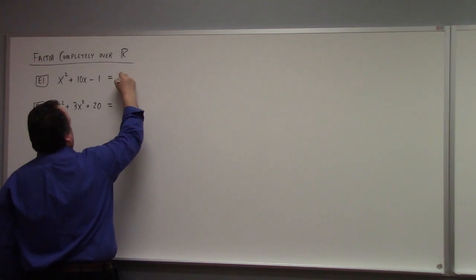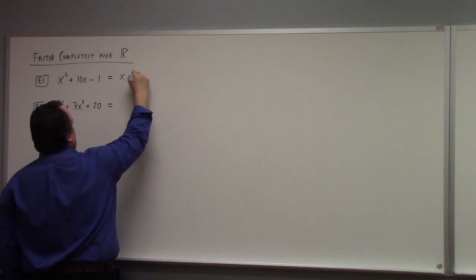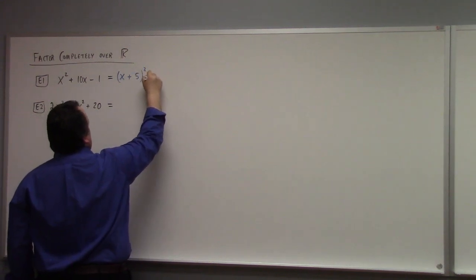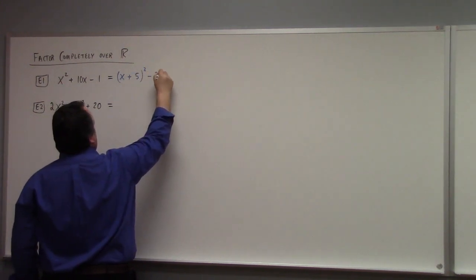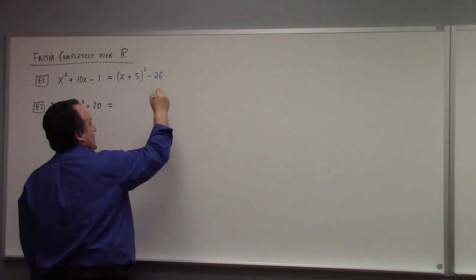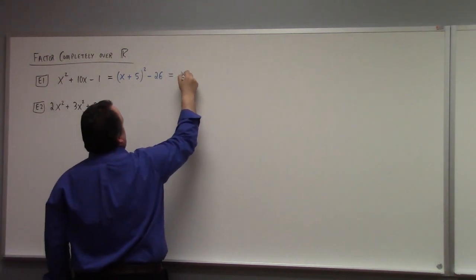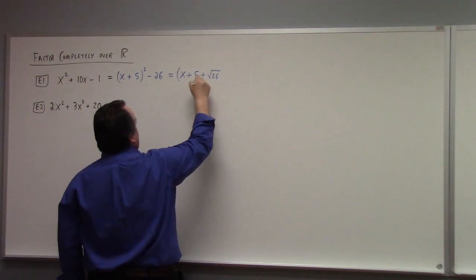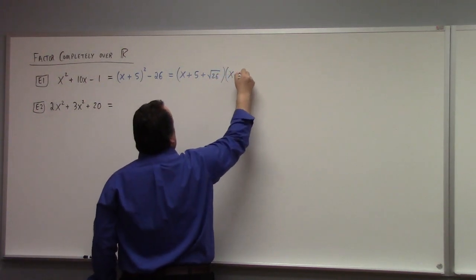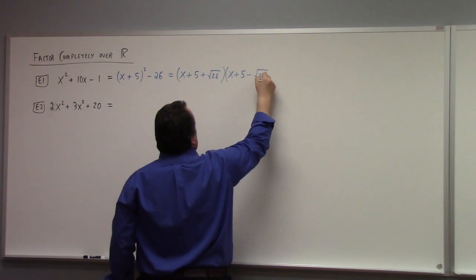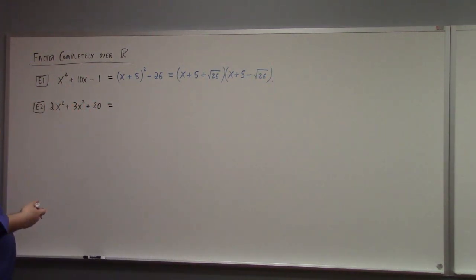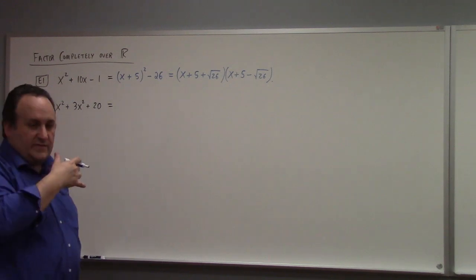So you got x plus 5 squared. And then we have minus 25 minus 1, which is minus 26, right? So that factors to x plus 5 plus the square root of 26, times x plus 5 minus the square root of 26. So this is completing the square, right? Is that what you got?